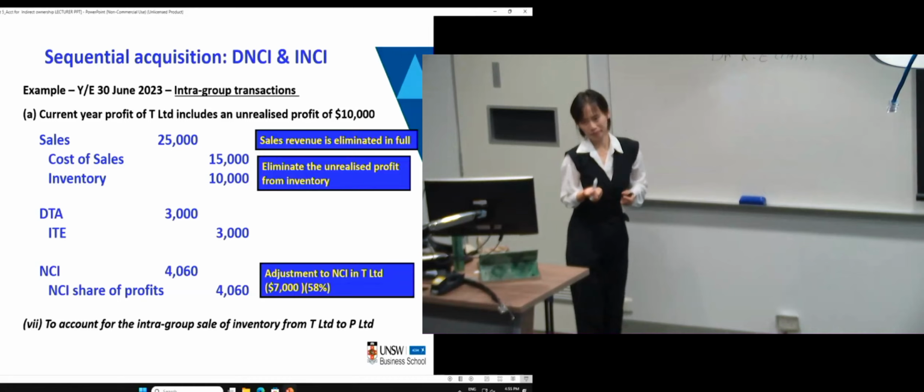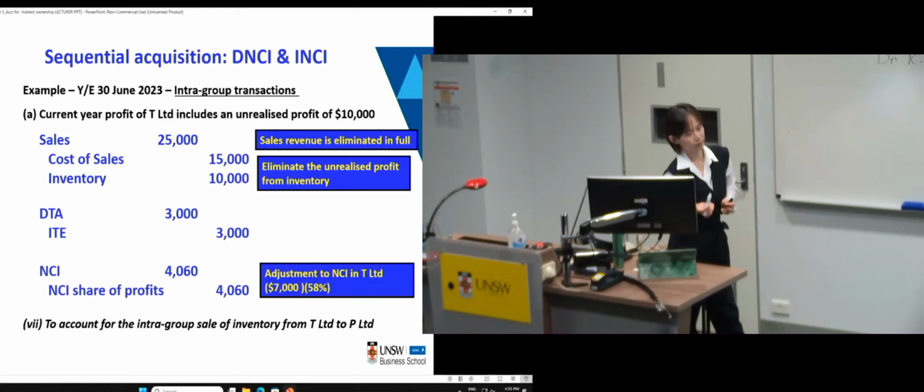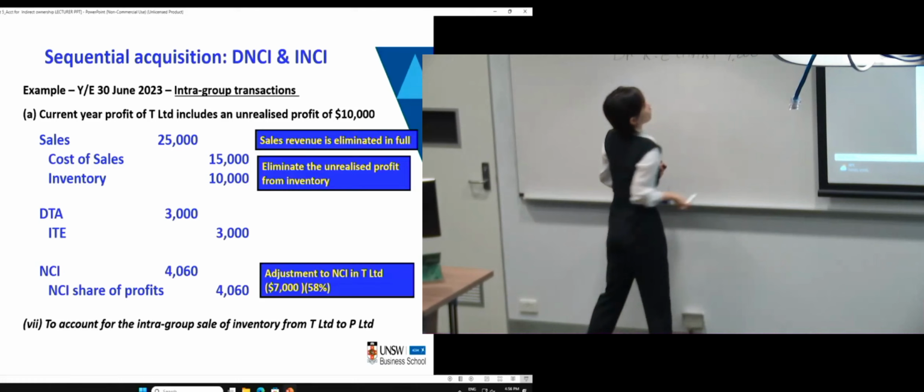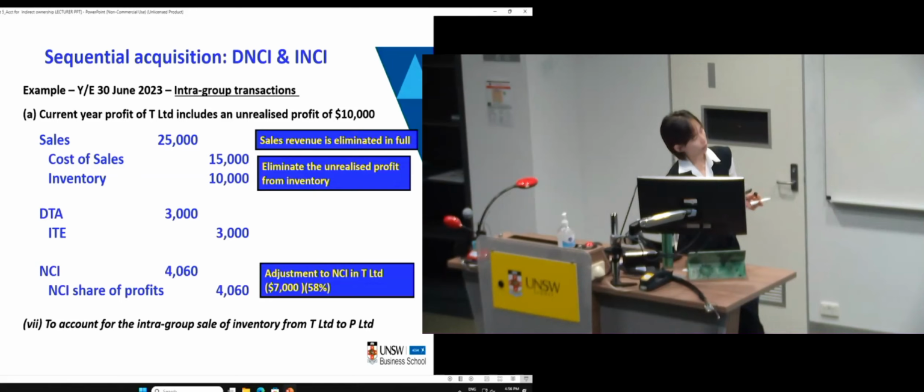What will be the number here? 7,000. So after tax, right? After-tax unrealized profit, which is contained in opening retained earnings. So we can use sales 25,000 minus cost of sales 15,000, that is 10,000, right? Minus income tax expense 3,000. Now, your opening retained earnings contain this unrealized profit resulting from the prior year intragroup transfer of inventory. What else?